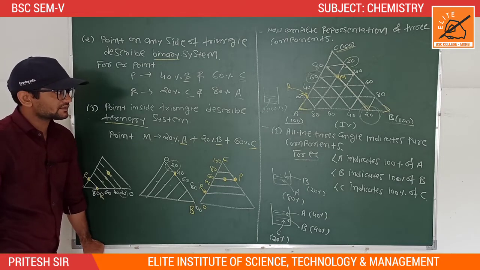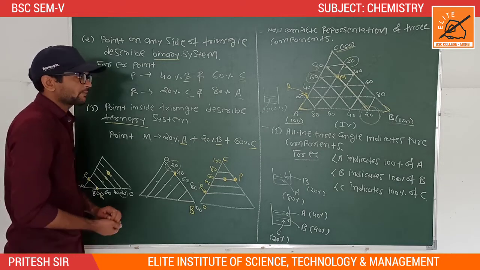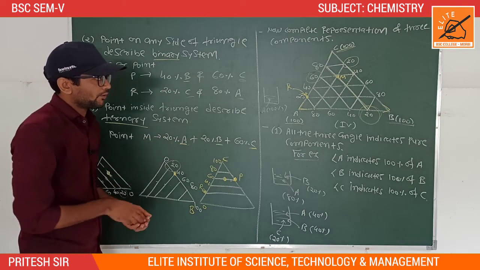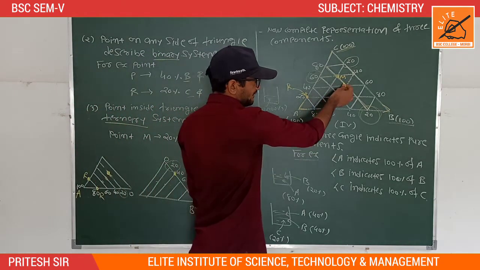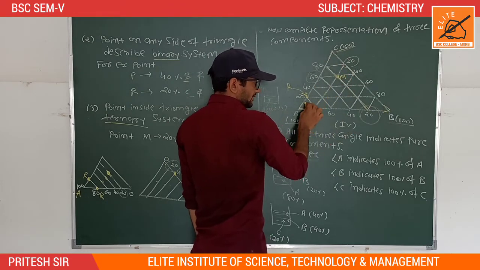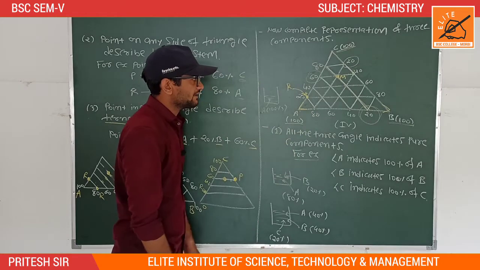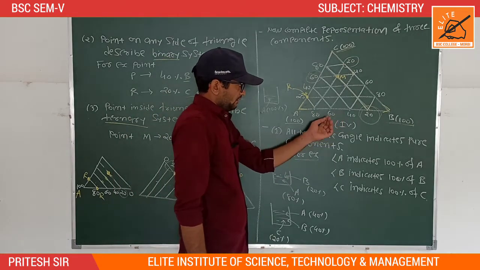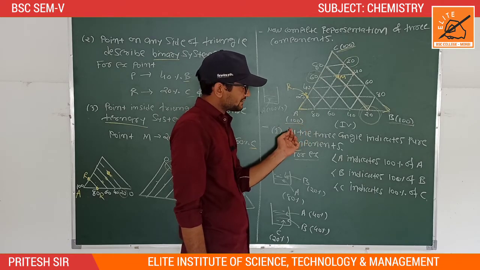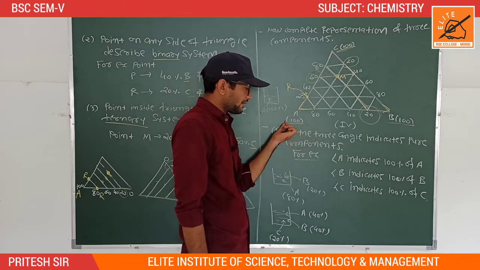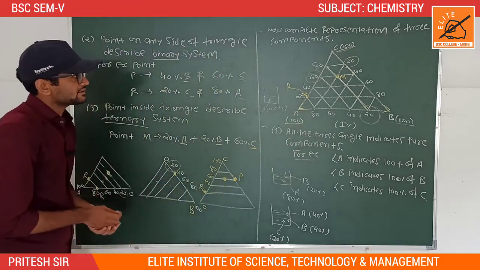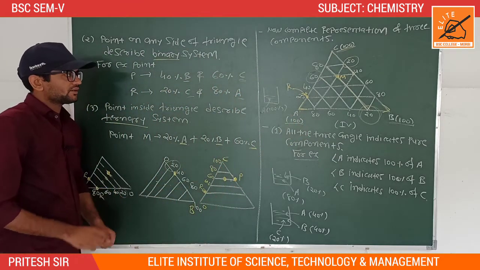Stokes and Roozeboom gave a simple and easy method to find the exact position of any point inside the triangle, at any side of the triangle, or at any corner of the triangle. It gives a simple explanation of how many percent A, how many percent B, and how many percent C are present in your system. So this is the basic and simple representation of a three-component system.